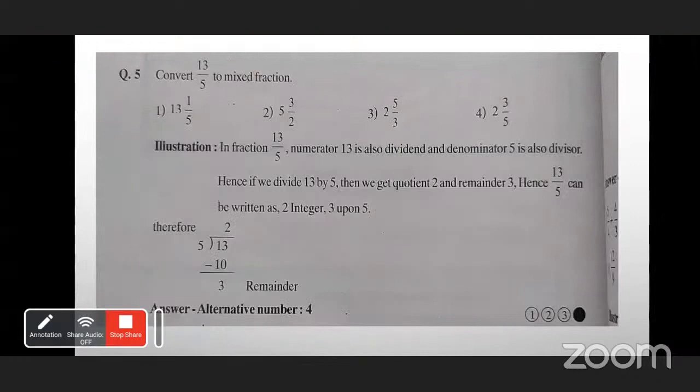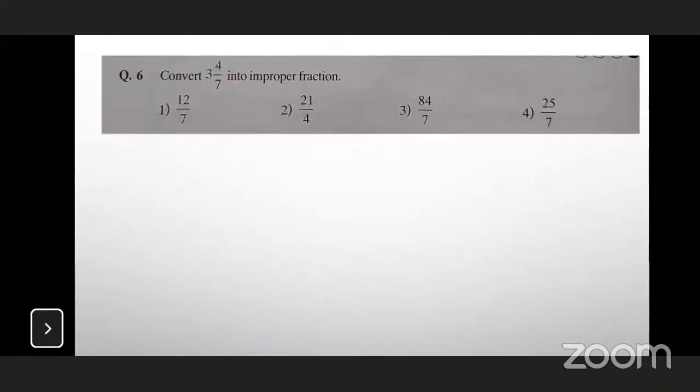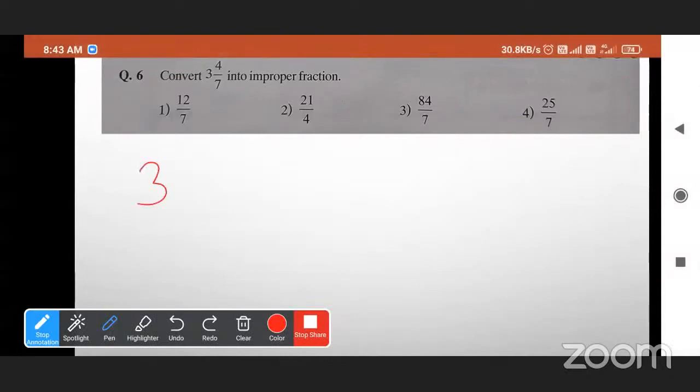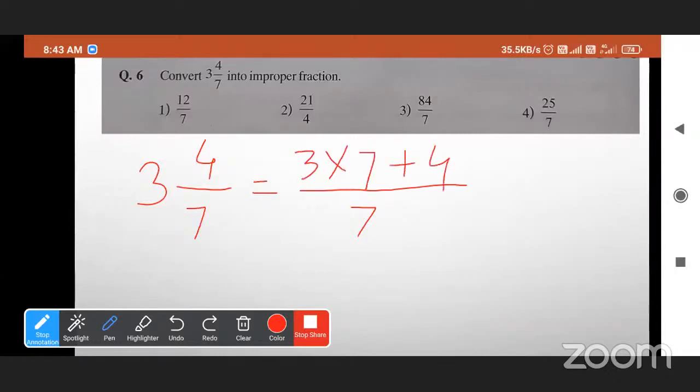See here, the fourth one is the correct answer. Very good. Now convert 3 and 4 upon 7 into an improper fraction. So we have to convert the mixed number into an improper fraction. What do we have to do? Multiply. We multiply the whole number by the denominator and then add the numerator.